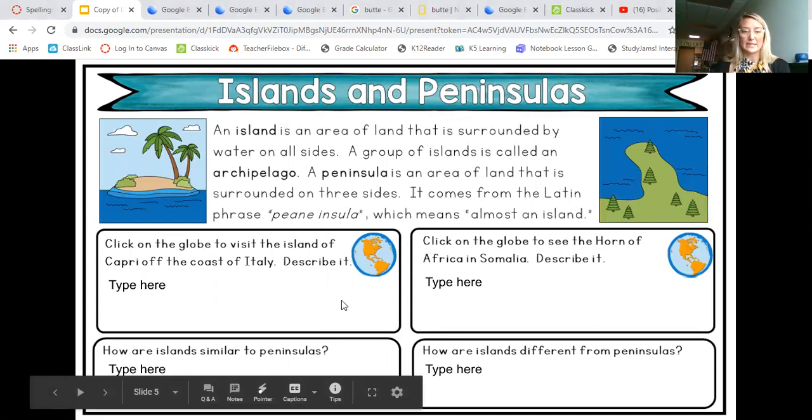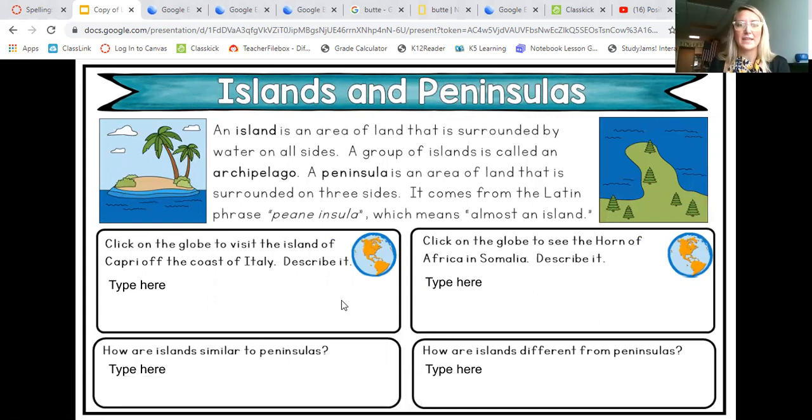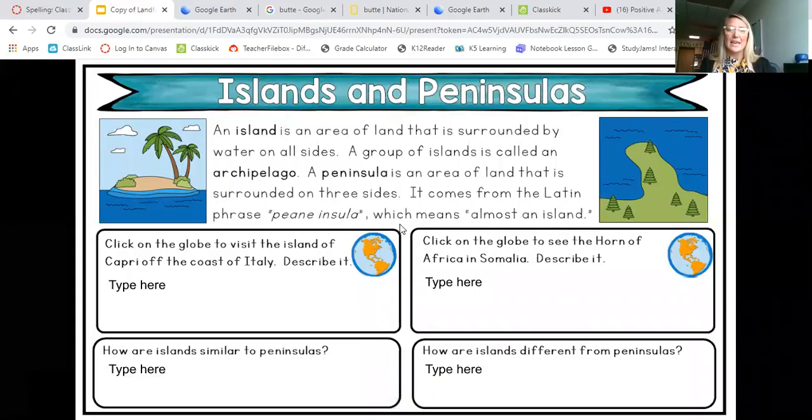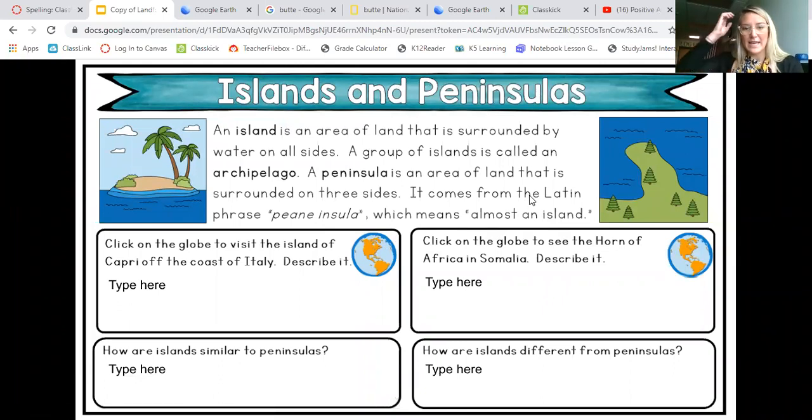Islands and peninsulas. An island is an area of land that is surrounded by water on all sides. A group of islands is called an archipelago. A peninsula is an area of land that is surrounded by water on 3 sides. It comes from the Latin phrase peninsula, which means almost an island.